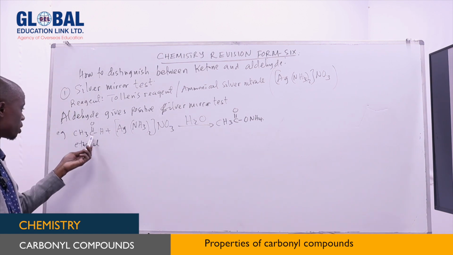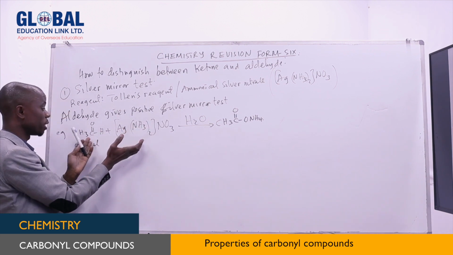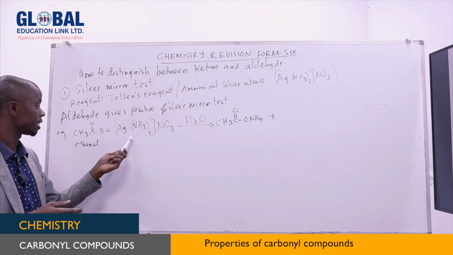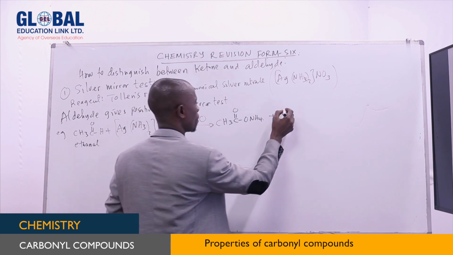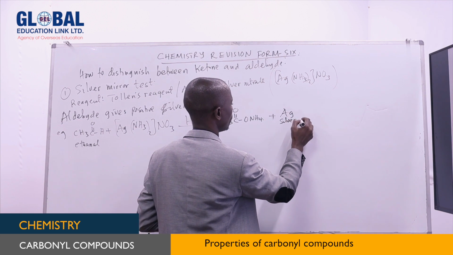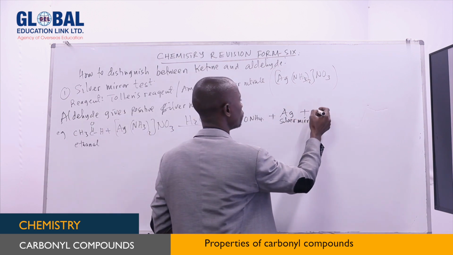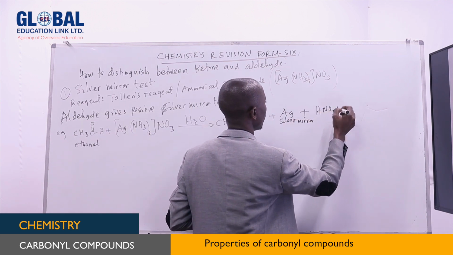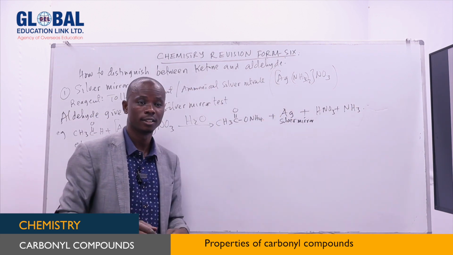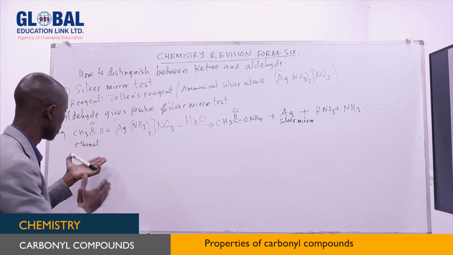coming from carboxylic acid, which is oxidized by this reagent, and that carboxylic acid reacts with ammonia, which is in the solution, to give this one. And because this is the mild oxidizing agent, it will be reduced to silver, and this is the silver mirror. Also, there will be formation of nitric acid and some ammonia. So the presence of the silver mirror shows that the compound which is oxidized is aldehyde.